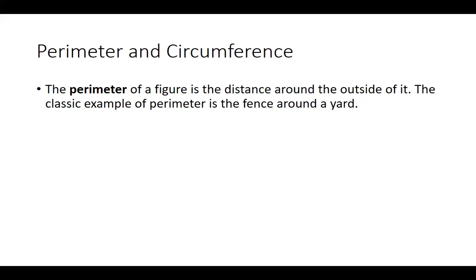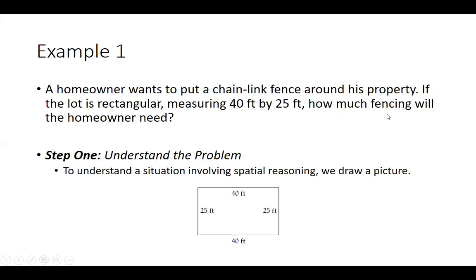The perimeter of a figure is the distance around the outside of it. The classic example of perimeter is the fence around a yard. So, example 1. A homeowner wants to put a chain link fence around his property. If the lot is rectangular, measuring 40 feet by 25 feet, how much fencing will the homeowner need?